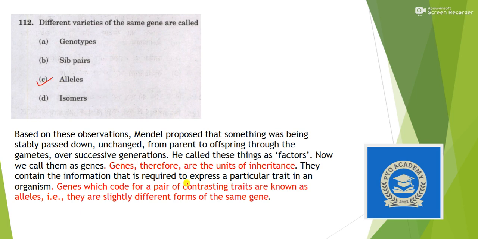You can see here that, yes, genes which code for a pair of contrasting traits are known as alleles. They are slightly different from same gene. Okay, so it was asking about different varieties of same gene. So the genes which code for a pair of contrasting, that means different traits, are known as alleles. Okay, so our answer is option C.